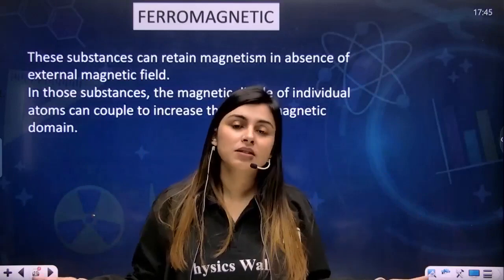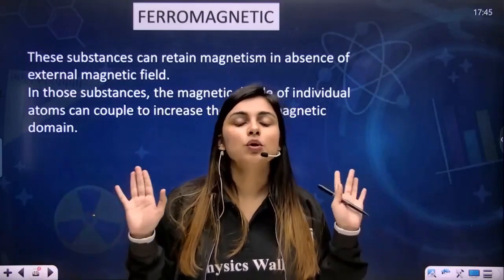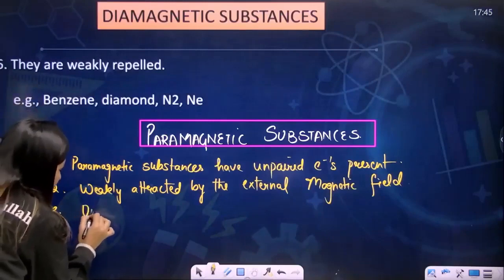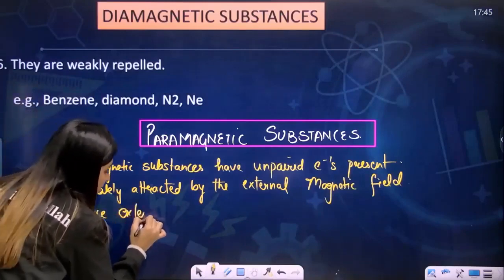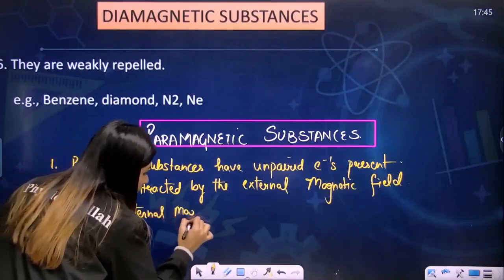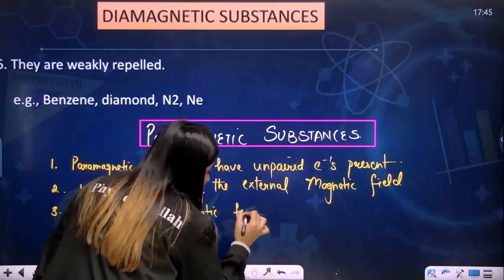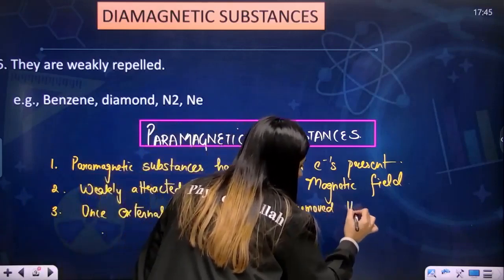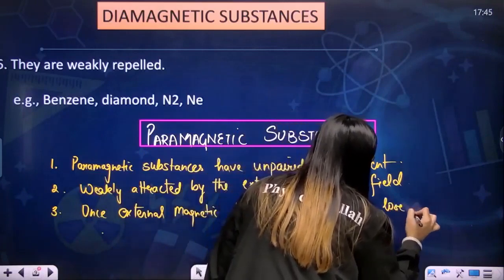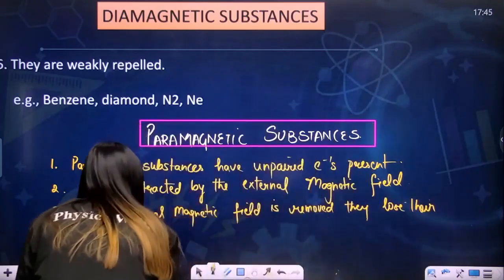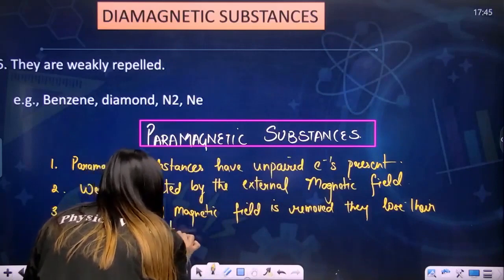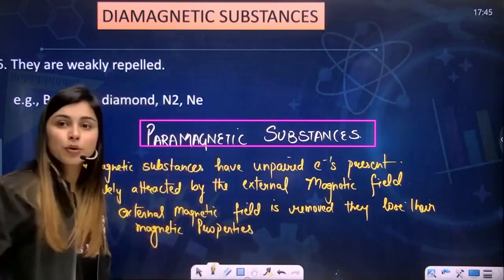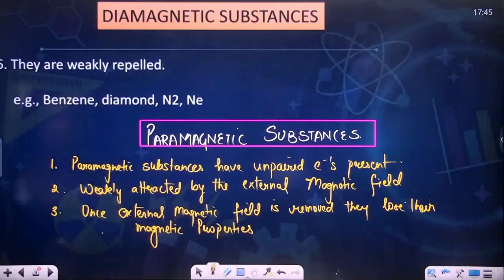Once the magnetic field is removed, the magnetic properties will also be removed. If you want to write it down, write it here: once the external magnetic field is removed, they lose their magnetic properties. I hope you're clear with this. Perfect. Please write it down.